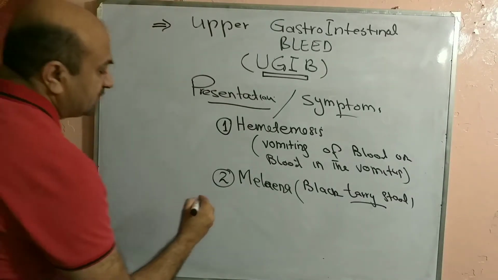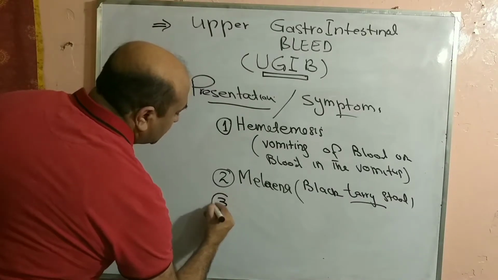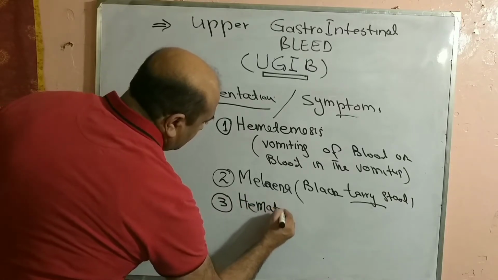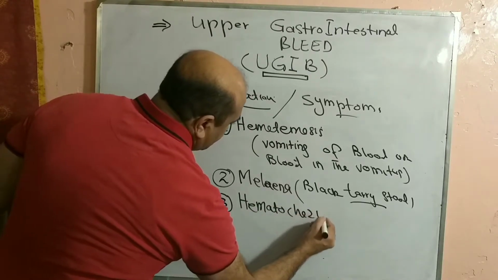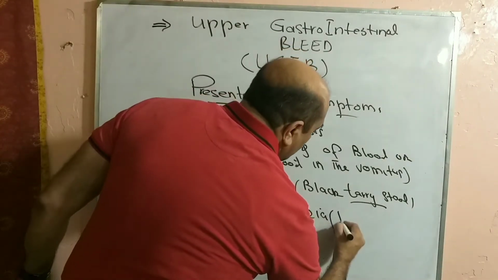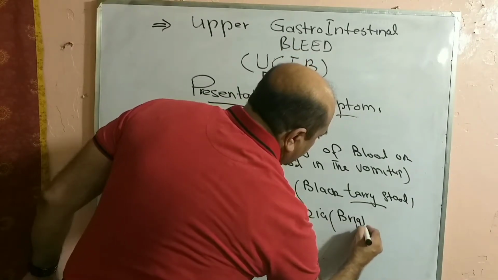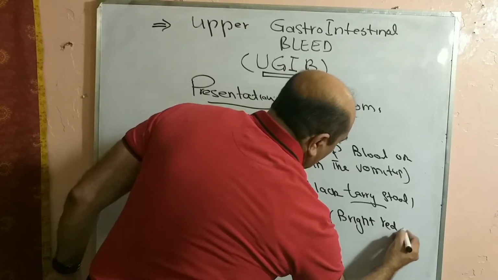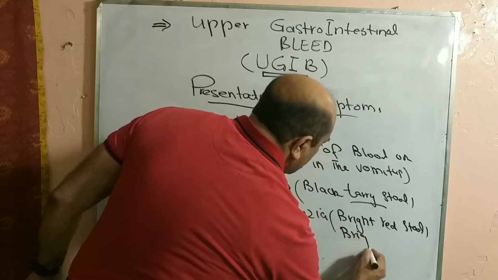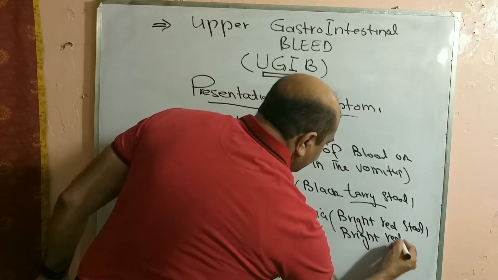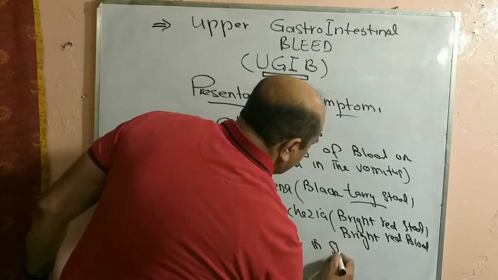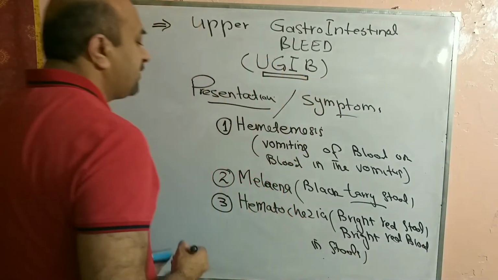Now the third thing is, it can be hematochezia. Hematochezia means bright red stools, or bright red blood in stools. Bright red blood in stools.